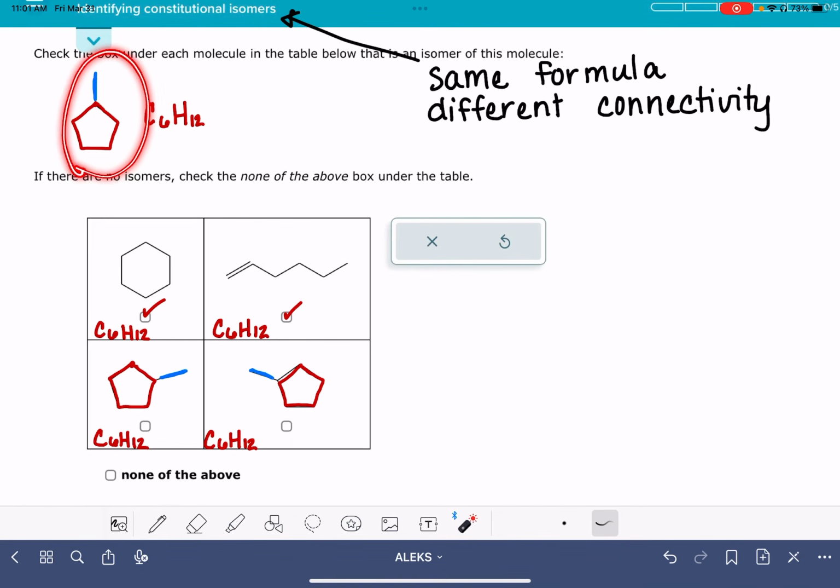Now they have different orientation, meaning that this one is pointed in such a way that the blue line is sticking straight up, and this one has been tilted a little bit so that the blue line is off to the right, and this one has been tilted so the blue line is off to the left, but that does not change the connectivity of the molecule. So this molecule is the exact same thing as this molecule, which is the exact same thing as the provided molecule. These are not constitutional isomers, they're just identical molecules.